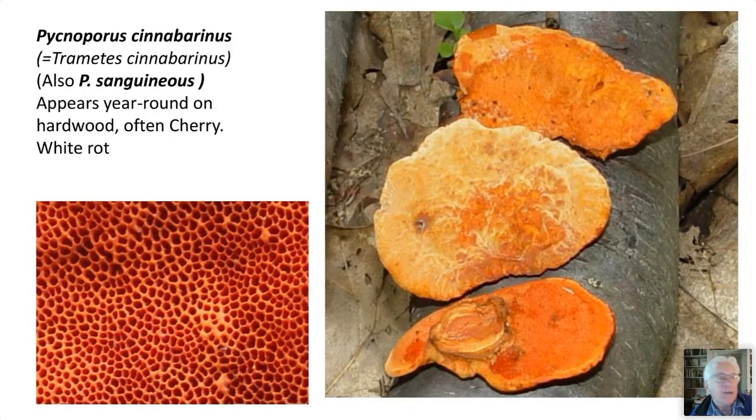How's this for a beauty, huh? Pycnoporus cinnabarinus, or Pycnoporus sanguineus. Sanguineus is more blood red. I typically find them on cherry, and I don't know whether they get the pigmentation from the cherry or not. They grow on other wood, but this is most intense on cherry, which this one is. In addition to some of the turkey tails, these will make wonderful little artistic decorations. People will soak them and press them and preserve them with lacquer and make pendants and earrings and just wonderful little art forms out of them. You see the poroid structure underneath.